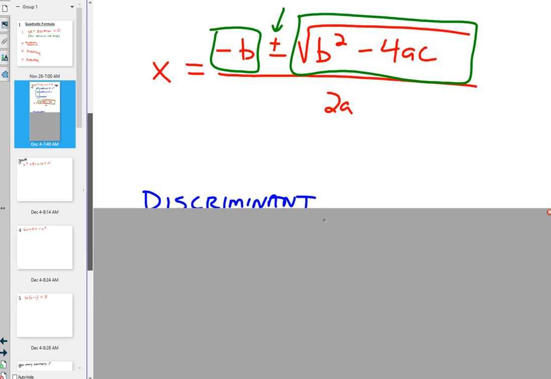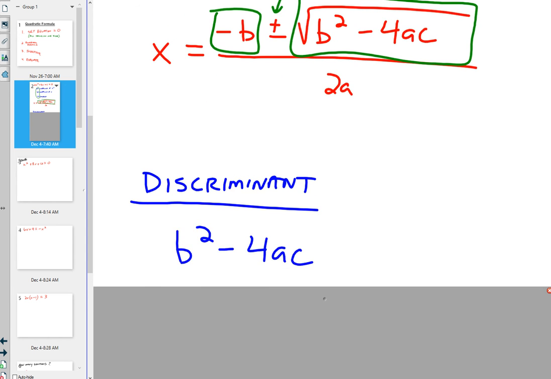So that part that I told you we're going to spend the most time talking about, it has a name. It's called a discriminant.